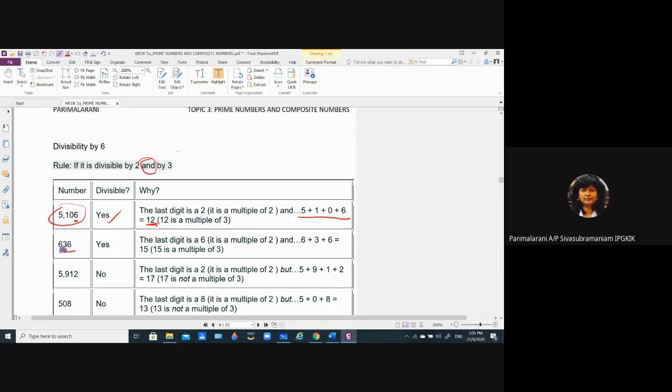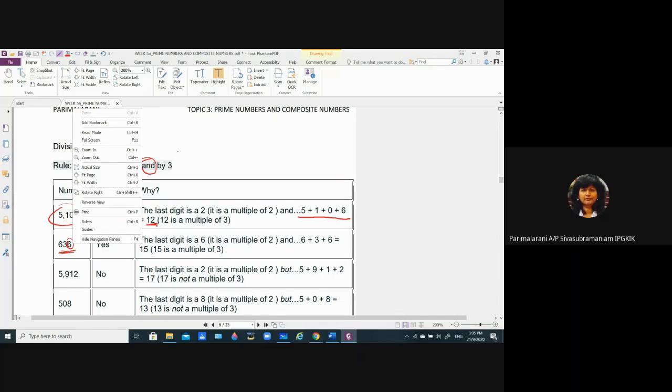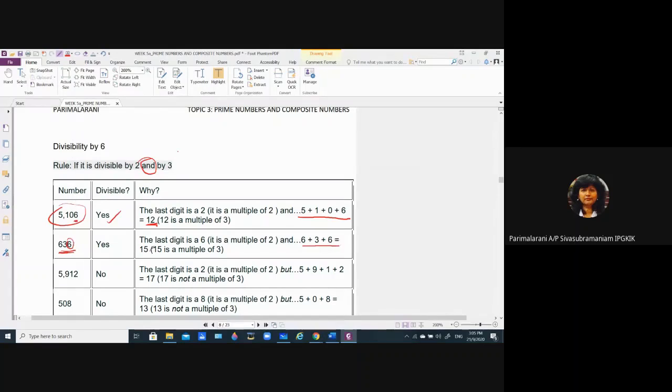What about this number? Can you divide this by 6? Look at the last digit. Even number, can divide by 2. Add all the digits together and you get 15. 15 is a multiple of 3. So this number can be divided by 2, can be divided by 3, therefore can be divided by 6.